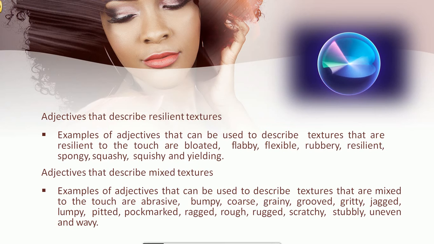Adjectives that describe mixed texture. Examples of adjectives that can be used to describe textures that are mixed to the touch are abrasive, bumpy, coarse, grainy, grooved, gritty, jagged, lumpy, pitted, pockmarked, ragged, rough, rugged, scratchy, stubbly, uneven and wavy.